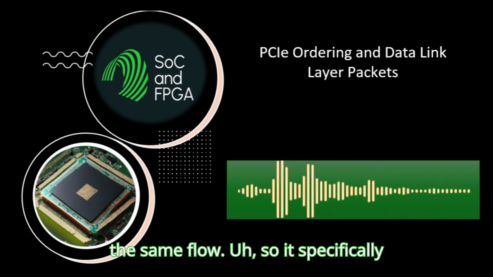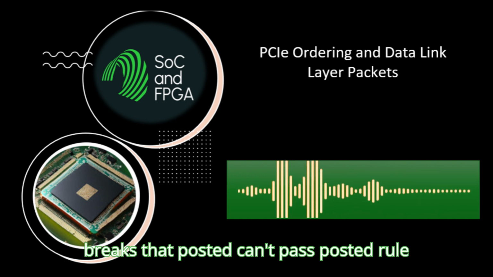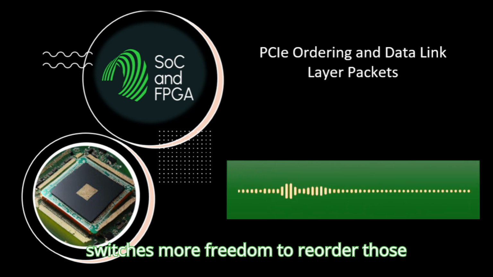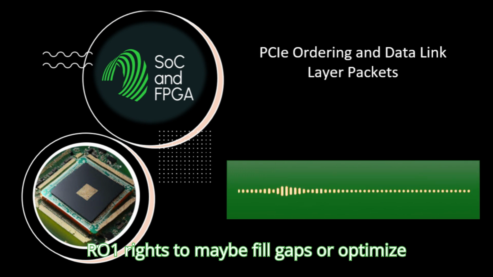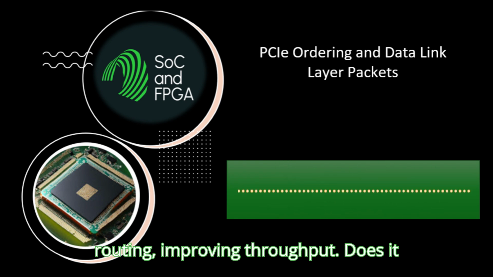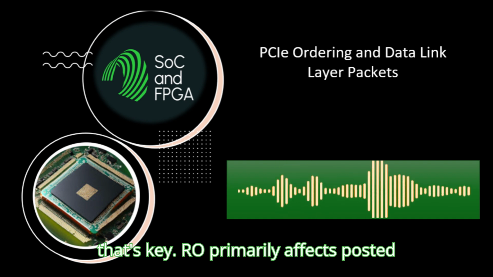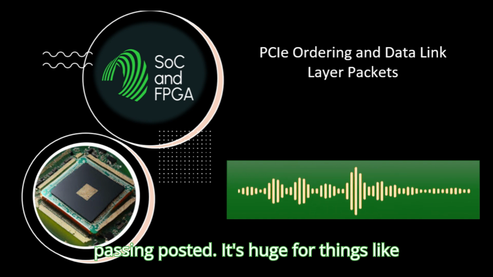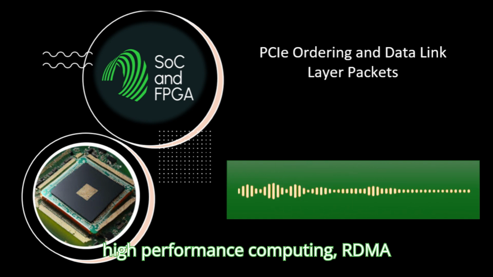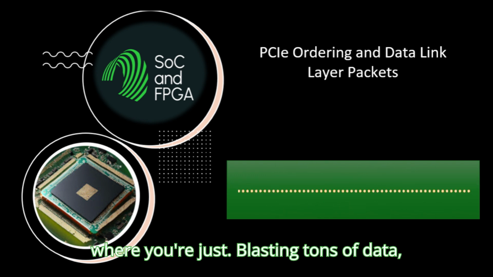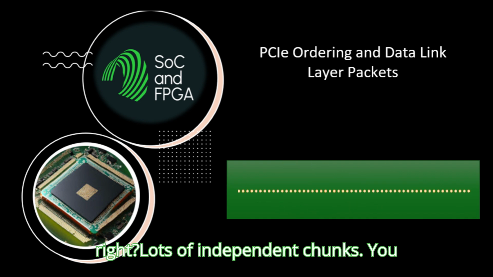So it specifically breaks that posted can't pass posted rule we just nailed down. Exactly. It allows switches more freedom to reorder those RO=1 writes to maybe fill gaps or optimize routing, improving throughput. Does it affect non-posted or completions? No, that's key. RO primarily affects posted passing posted. It's huge for things like high-performance computing, RDMA networking, intense GPU to GPU stuff. Where you're just blasting tons of data. Right. Lots of independent chunks.